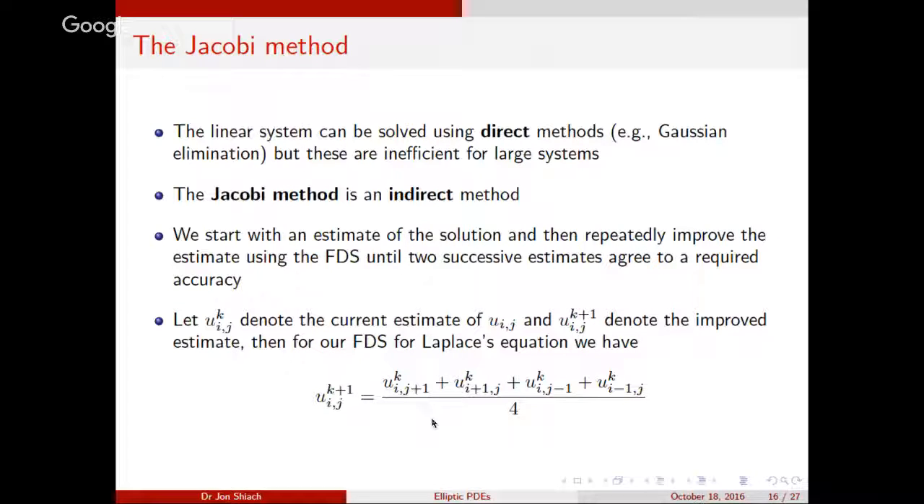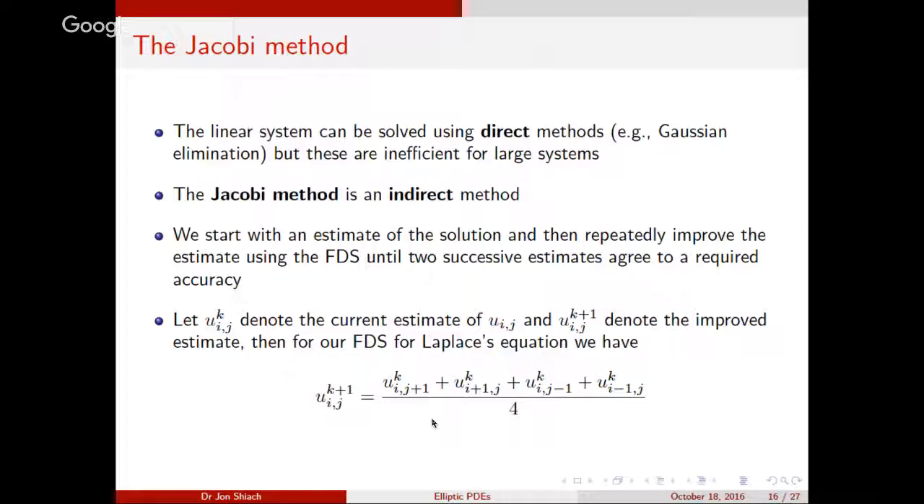So Jacobi is an indirect method. A direct method means you go straight to the solution and you're done. An indirect method means you calculate a solution, but you can keep on improving it. It's an estimate, and you keep improving and improving until you think your estimate is good enough. So you start with an estimate and repeatedly improve it until two successive estimates agree to some desired accuracy.